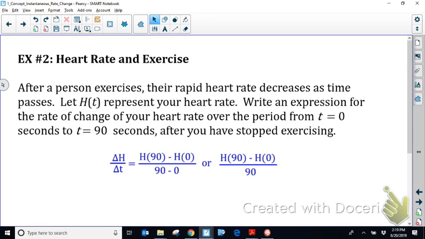The time interval from 90 seconds to 0 seconds, we'll take the difference of that. Now, if you wrote it in the other order, if you said h of 0 minus h of 90 and 0 minus 90 in the denominator, it would be the same value when you simplified it. Either of those would be considered correct because you don't need to simplify your responses in a free response question. That would be the expression for the rate of change of the person's heart rate from 0 seconds to 90 seconds. We're not asked to find what the actual rate of change is, just what the expression would be for it, and that's how we do it.